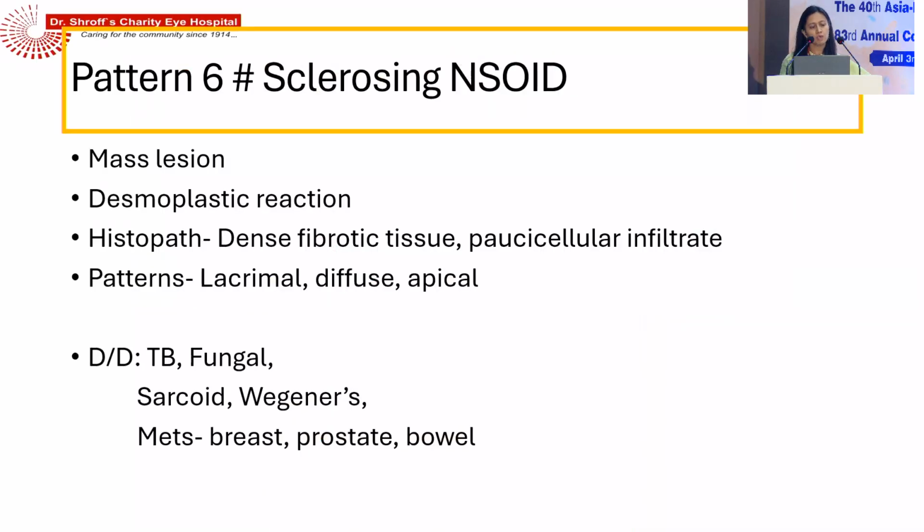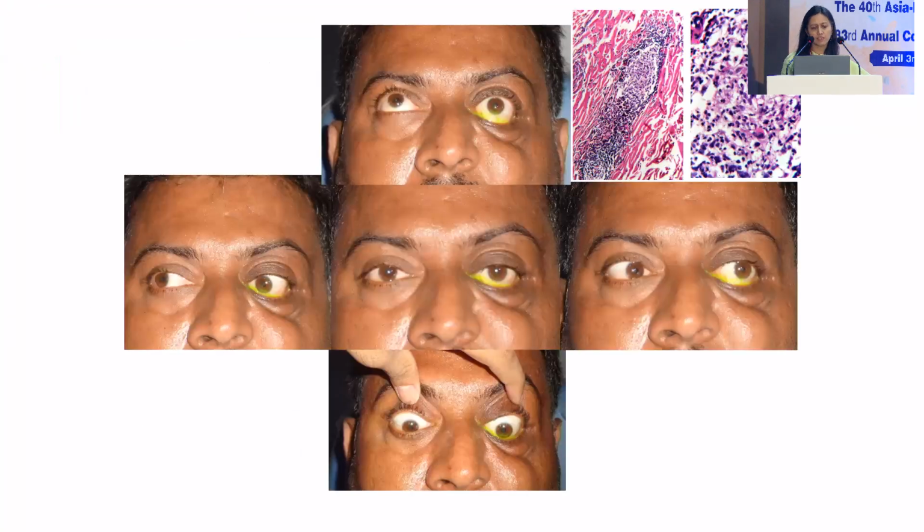So we did a biopsy, and what we found was a lot of sclerosis with a lot of desmoplastic reaction, dense fibrosis, and a very paucicellular infiltrate. All of these point towards the diagnosis of a sclerosing variant of NSOI. And this is one variant where there can be a lot of bony destruction, and it can mimic a tumor or neoplastic etiology. Other differential diagnoses of this condition could be fungal, sarcoid, Wegener's. There can be bony changes in these entities also, and other metastatic cancer also needs to be ruled out. Again, the treatment remains steroids.